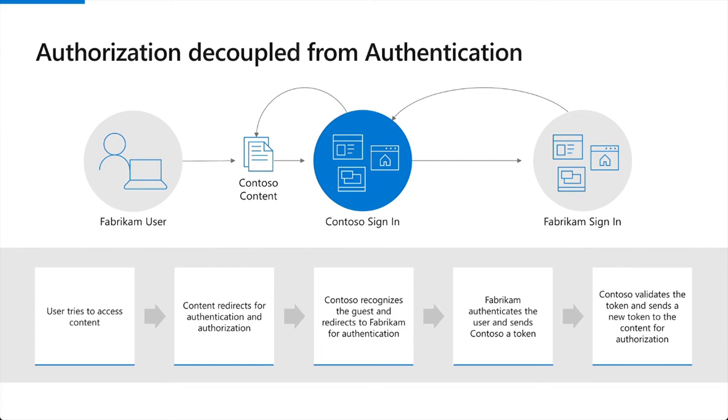So if we look at this scenario, a user from Fabricom needs to access content within the Contoso organization. Because the content is protected by Azure AD, the user will be redirected to Contoso to sign in for authentication and authorization. Now, Contoso's Azure AD recognizes the user as a guest from Fabricom, and that Fabricom is configured with B2B, so Azure will redirect the user to Fabricom. After the user signs in with Fabricom, they'll be redirected back to Contoso's Azure AD that validates the Fabricom-generated token and creates a new token for the user to access the content. Because the new token is created by Contoso's Azure AD directory, it can be used to access the content because it only trusts the Contoso Azure AD directory.